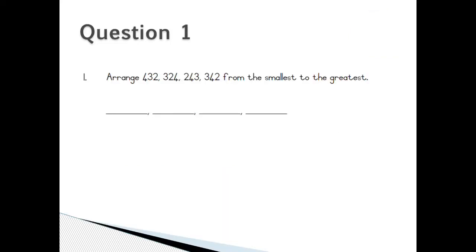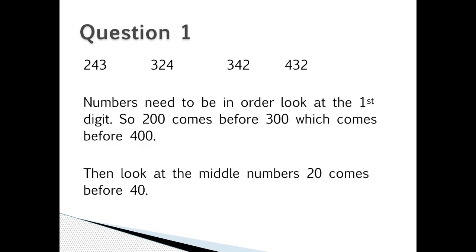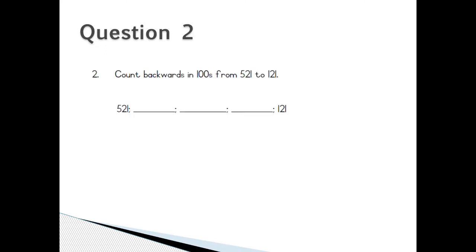Question 1. Arrange 432, 324, 243, 342 from the smallest to the greatest. Numbers need to be in order. Look at the first digit. So the 200 will come before the 300, which will come before the 400. Then you look at the middle number. The 20 comes before the 40. So the correct order is 243, 324, 342, and 432.